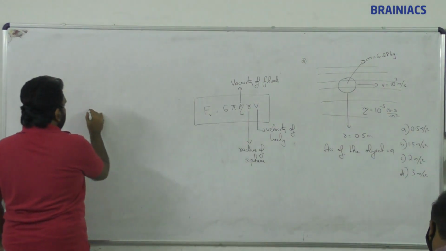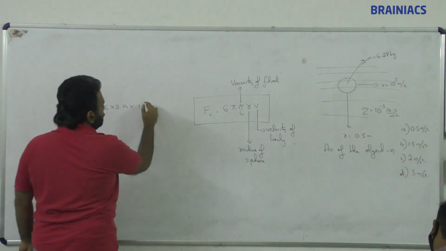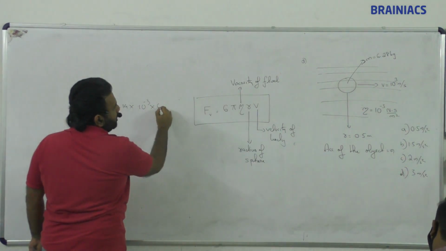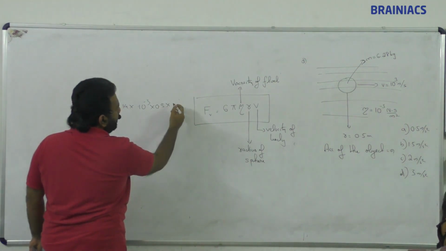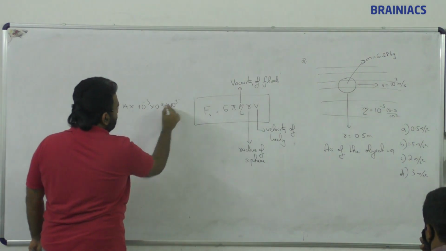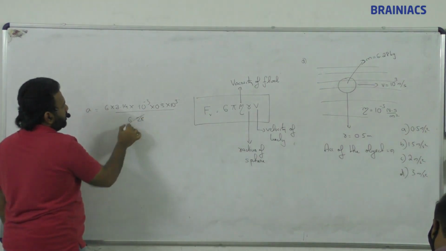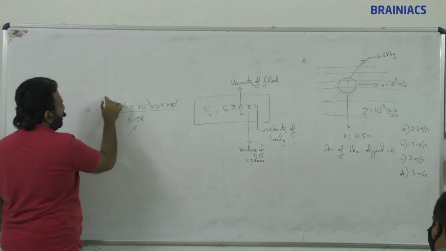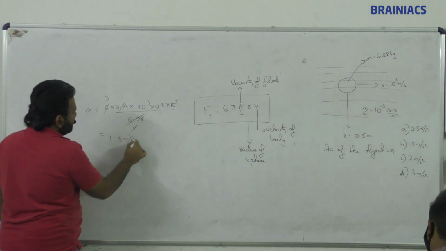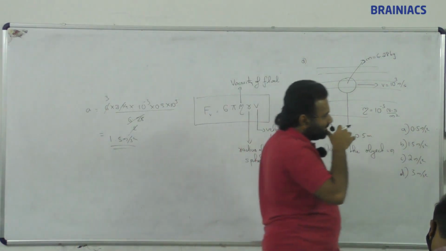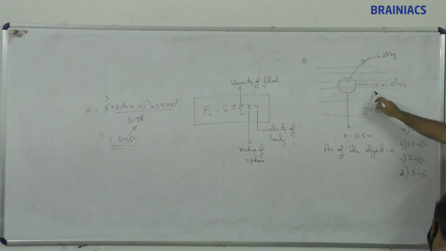1.5. So acceleration is equal to 6 into 3.14 into eta, which is 10 raised to minus 3, into radius, 0.5, into velocity 10 power 3, divided by mass 6.28. How much are we getting? 1.5 meter per second square. So we have done force by mass.